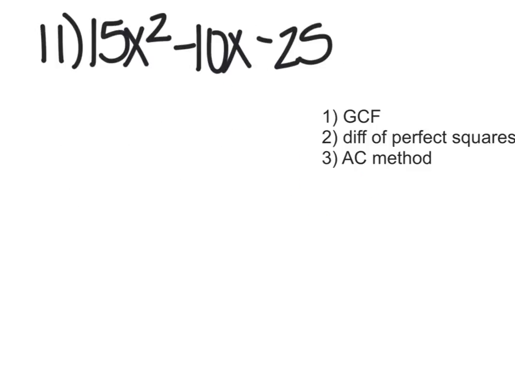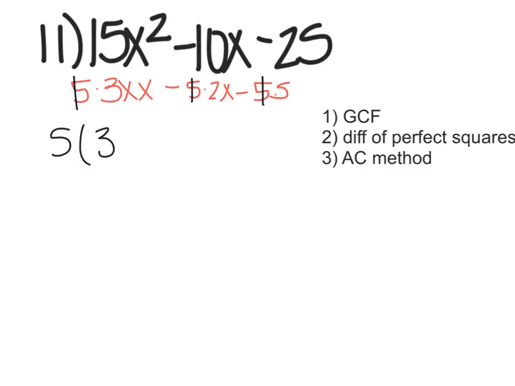So I have problem 11, which is 15x squared minus 10x minus 25. First thing I'm going to do is look for a GCF, a greatest common factor. Well, I notice all of these are divisible by 5. So 15 is 5 times 3, and then there's 2 x's. Minus 10 is 5 times 2, and then an x, and 25 is 5 times 5. So they all have a 5 in common, so if I take that out, I am left with 3x squared minus 2x minus 5.